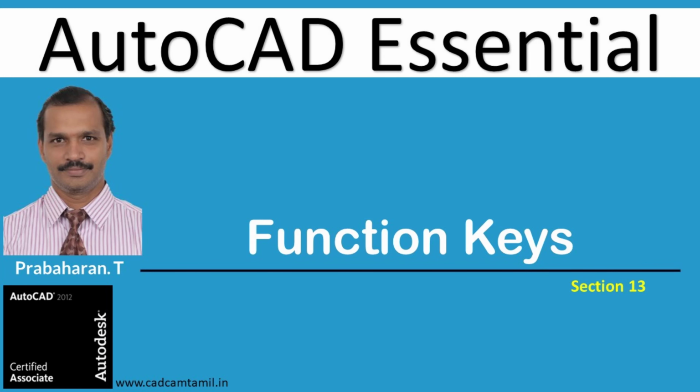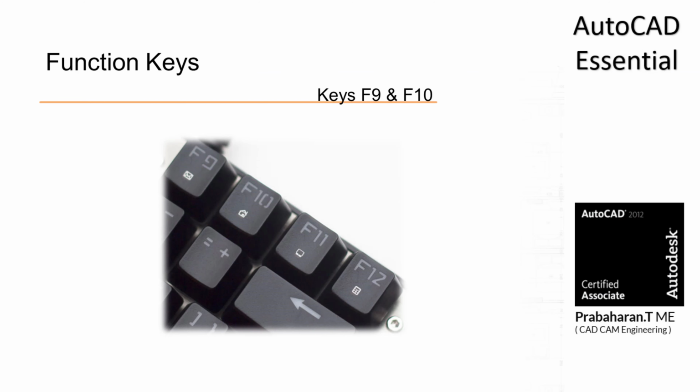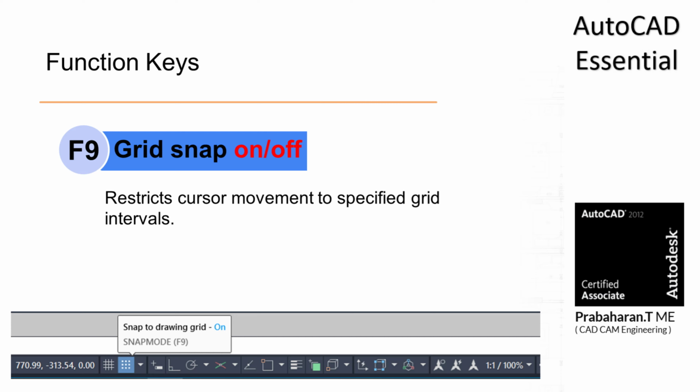This is our session number 13. We are in the discussion of function keys. Now we are going to discuss the function keys F9 and F10. The F9 function key is called grid snap on as well as off.